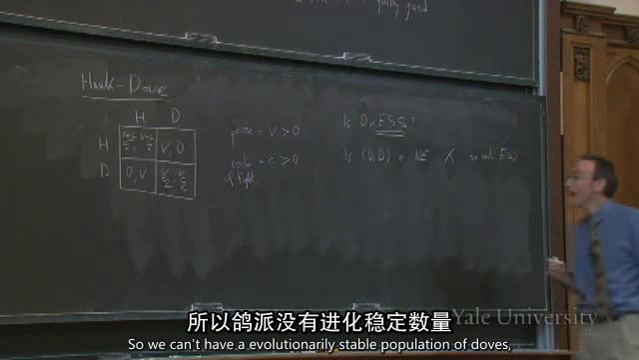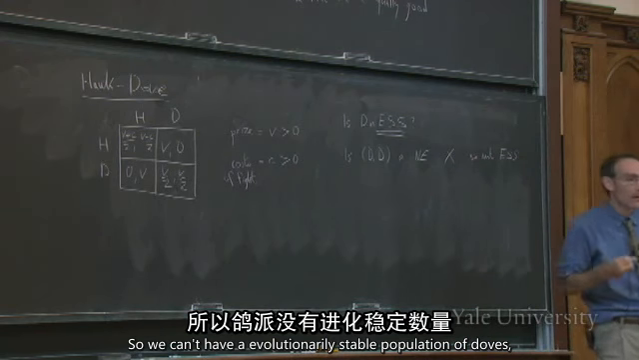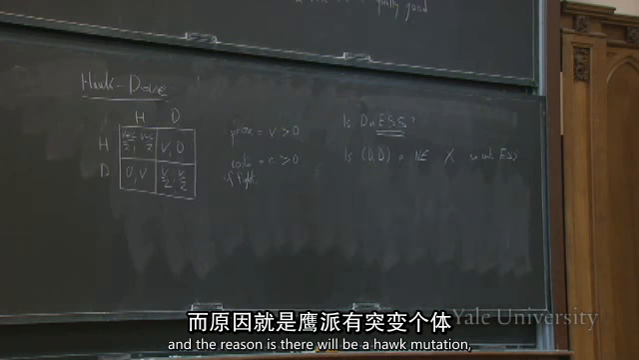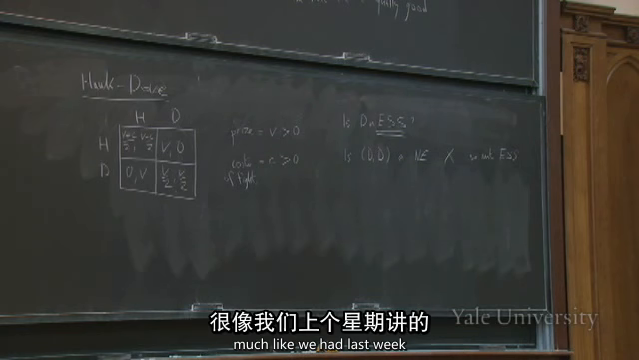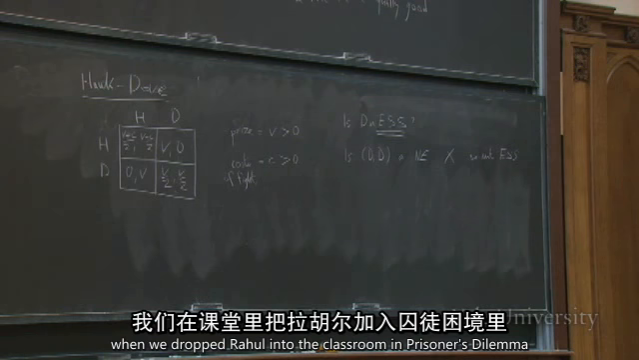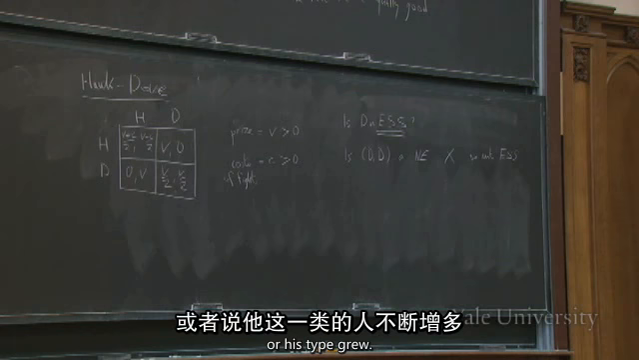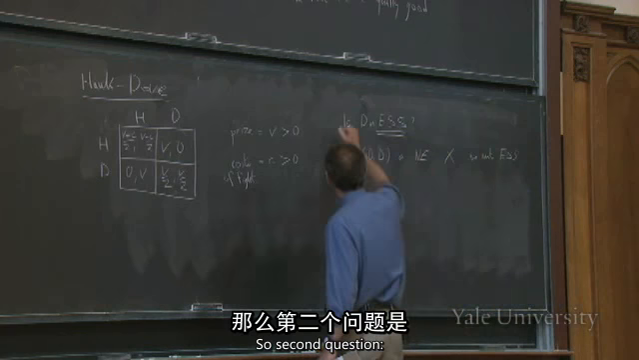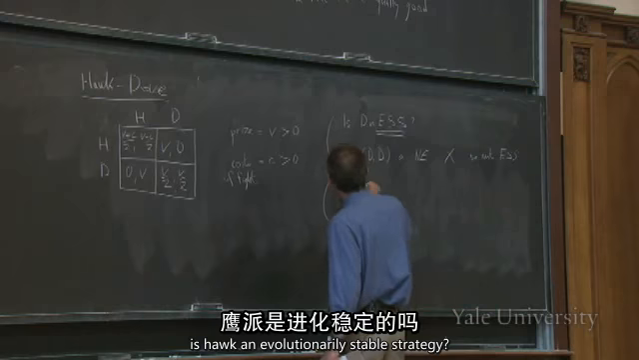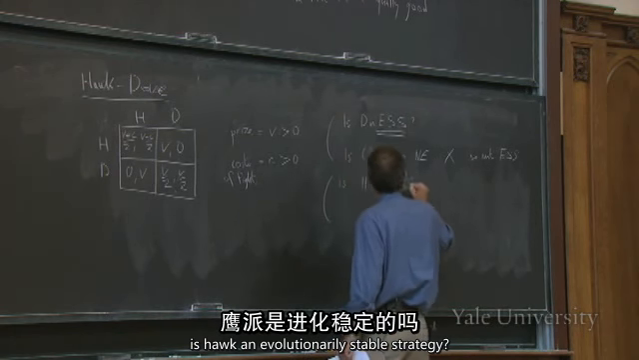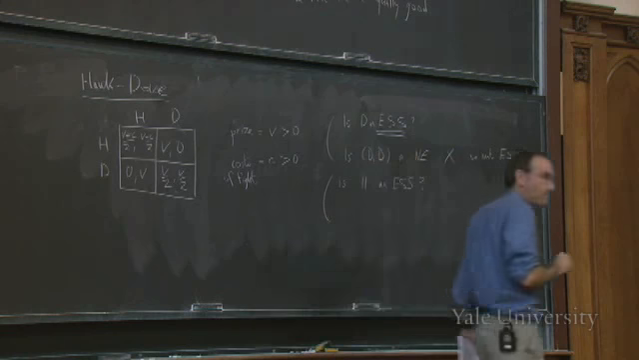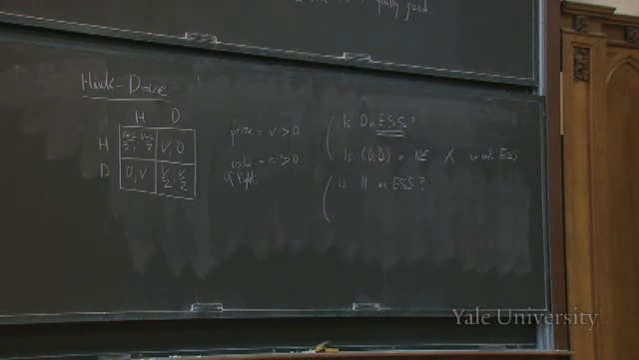All right, so we can't have an evolutionary stable population of doves, and the reason is there will be a hawk mutation, an aggressive type will get in there and grow, much like we had last week when we dropped Rahul into the classroom in Prisoner's Dilemma, and he grew. All right, or his type grew. Okay, so second question is, is hawk an evolutionary stable strategy?